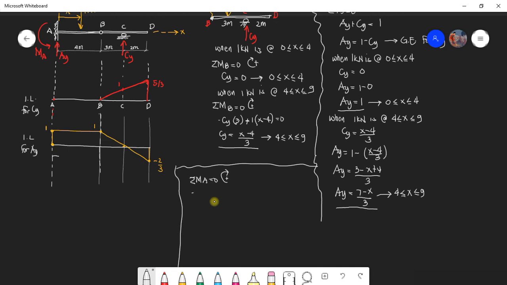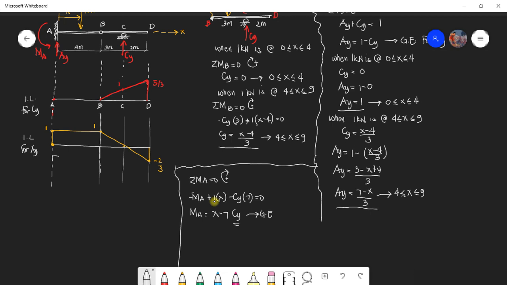So, moment, so, negative MA plus 1 times X. We have negative CY, sorry. CY multiplied by 7 is equal to 0. So, ang MA, yun. So, X minus 7 CY. So, ito yung general equation natin ulit. So, general equation for MA.